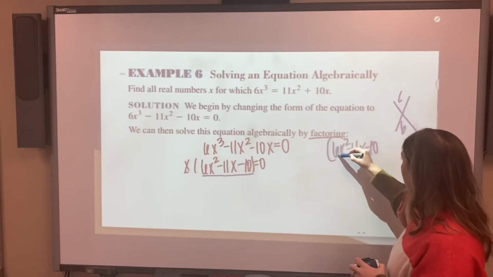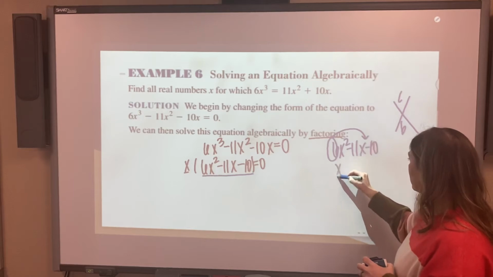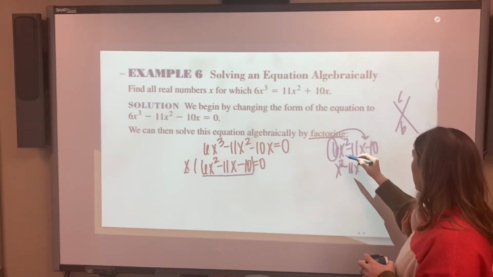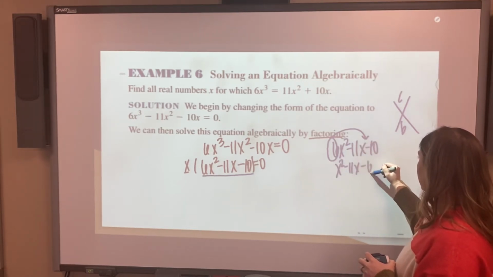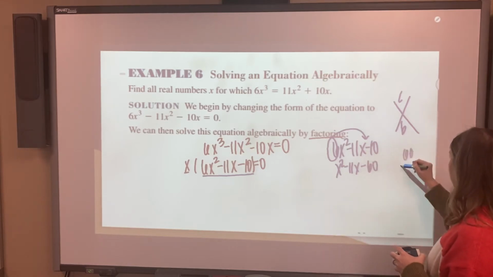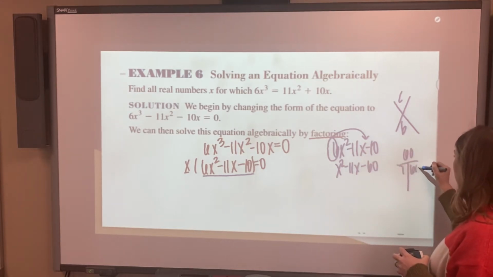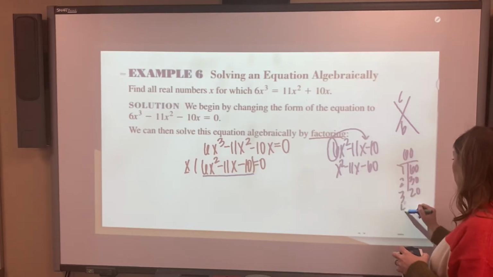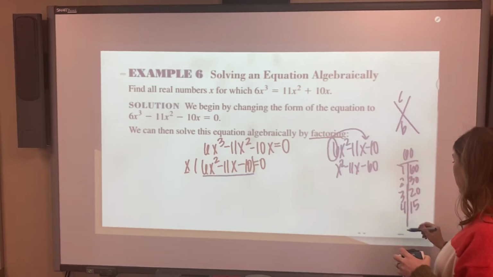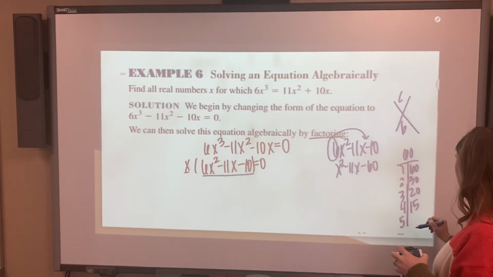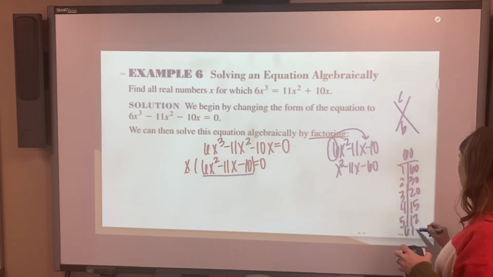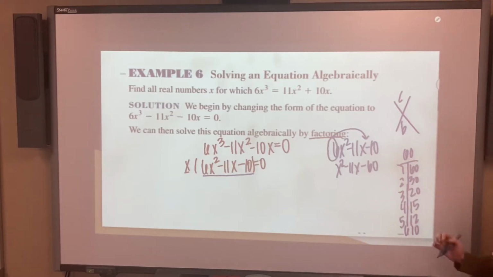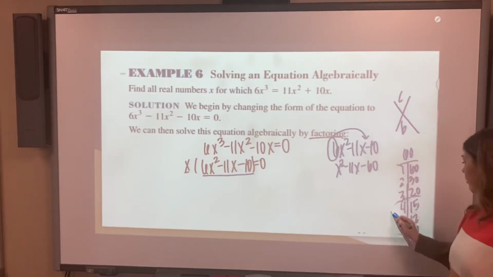Okay, so we have to slide and divide. So we have x squared minus 11x. 6 times negative 10 is negative 60. So factors of 60 would be 1 and 60, 2 and 30, 3 and 20, 4 and 15, 5 and 12, 6 and 10. Okay, so what is 11 apart would be this 4 and 15.